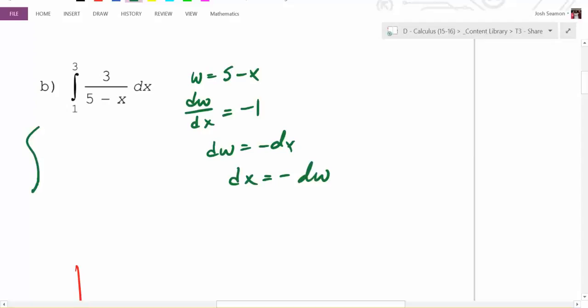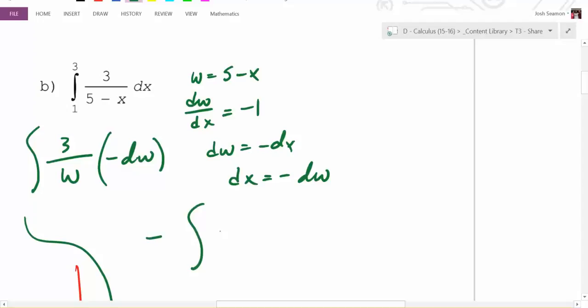So we have the integral. You notice how I do not write the limits of integration here? Of 3 over w times negative dw. What can I factor to the front now? So we have negative 3, actually. I'll pull the 3 out too, right? 1 over w dw.